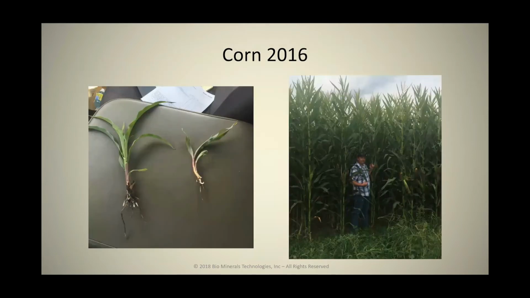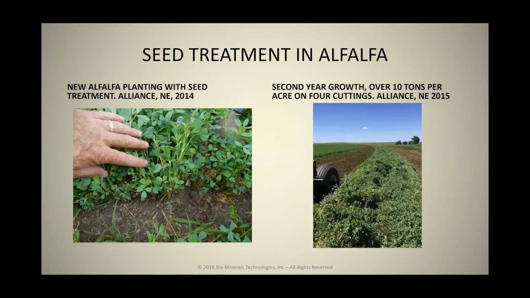This is another farmer that sent us pictures, treated part of the field, didn't treat the other part of the field. Alfalfa, the only farm that I have seen produce more than 10 tons of alfalfa per year was seed treated. It's in Alliance, Nebraska. It's Ted Underwood's farm. This is back in 2014.